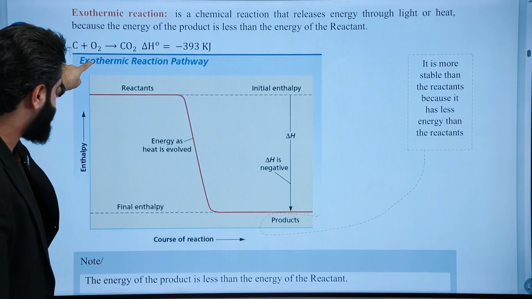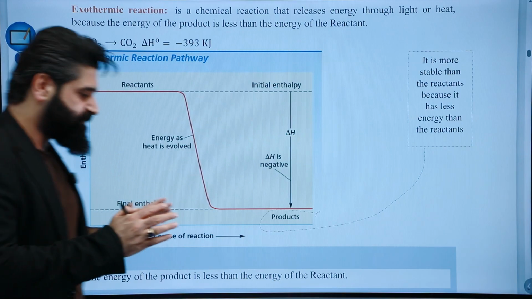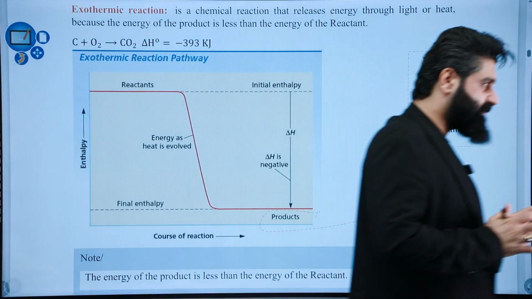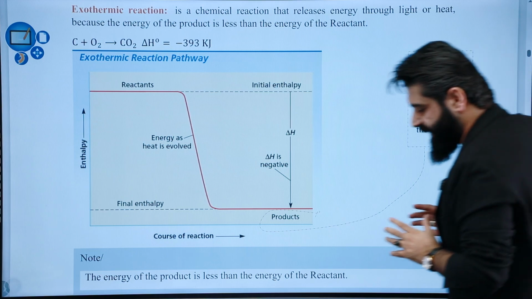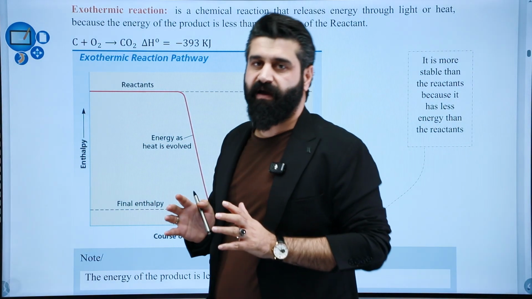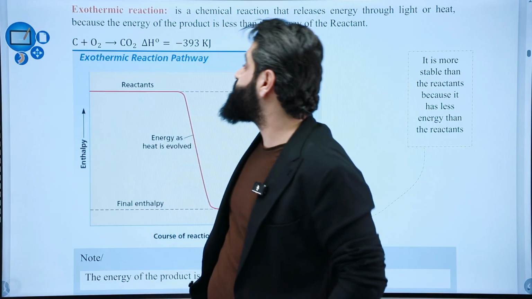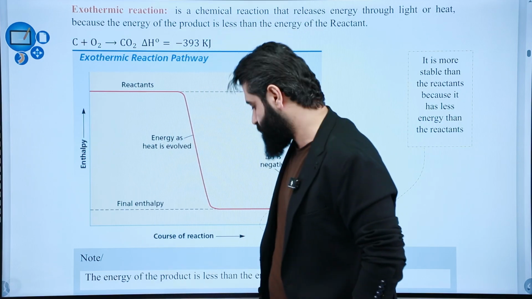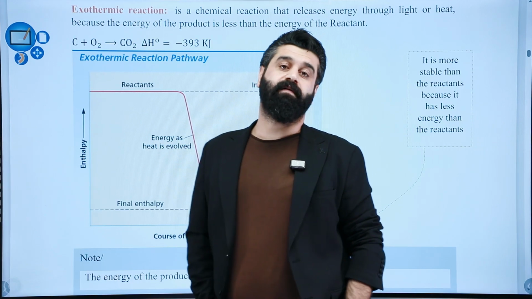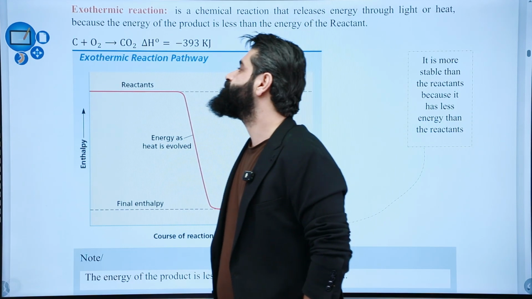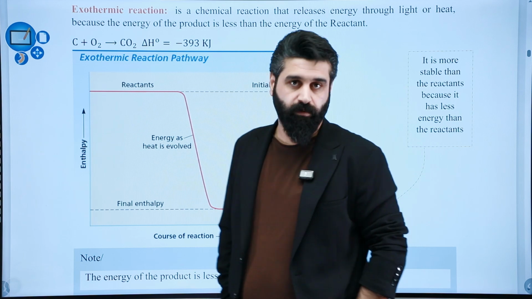So now we have two graphs. We have two energy curves. One is for the exothermic reaction, the other one will be for the endothermic. So I'm going to explain the whole features and details with one of them. For the other, the rest of the points will be reversed, will be opposite.